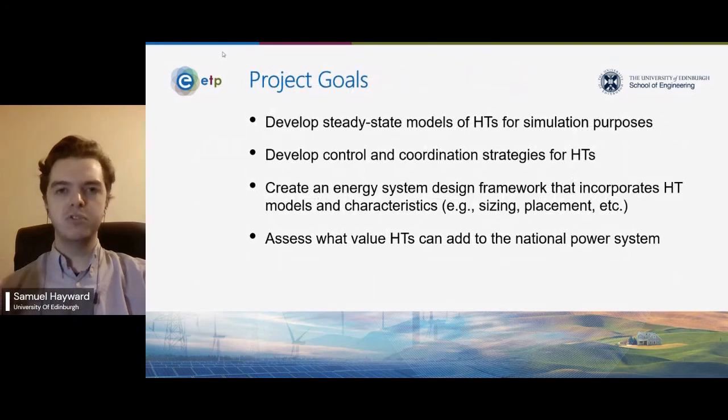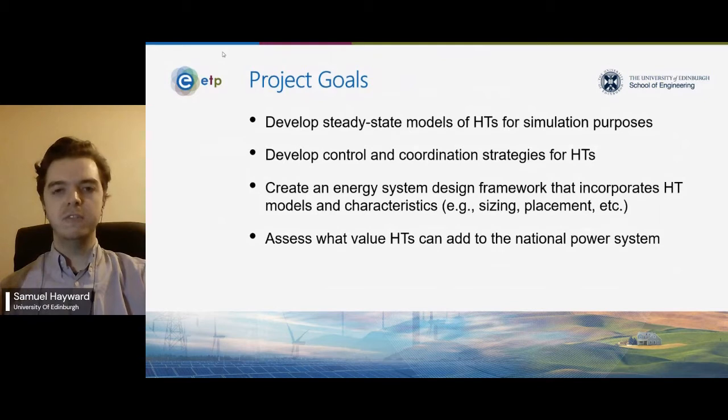In regards to project goals, there are 4 main goals. The first goal is to develop steady-state models of hybrid transformers for simulation purposes. The second goal is to develop control and coordination strategies for when there's several hybrid transformers within the same distribution network. The third goal is to create an energy system design framework which incorporates hybrid transformer models and their characteristics such as sizing, placement, and topology.